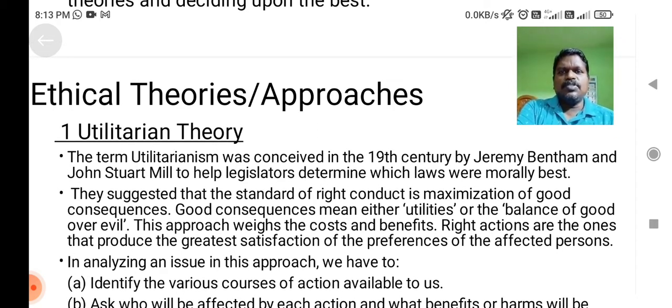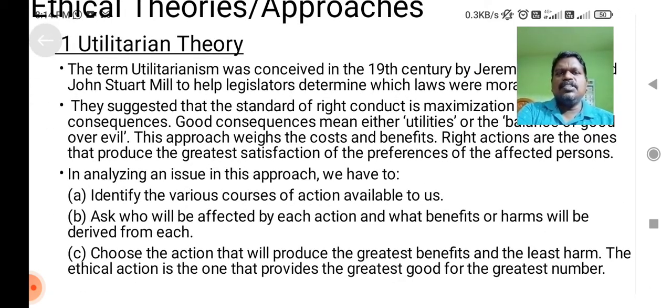It was proposed by Jeremy Bentham, and it suggested that the standard of right conduct is a maximization of good consequences. So good consequences means either utilities or balance of good over evil. In analyzing an issue in this approach, we have to identify various courses of action, ask who will be affected by each action, and choose the action that will produce the greatest benefit.